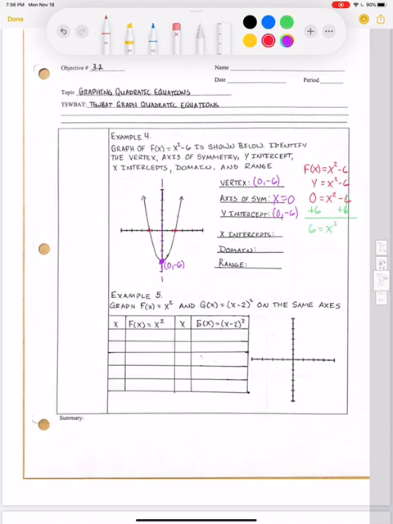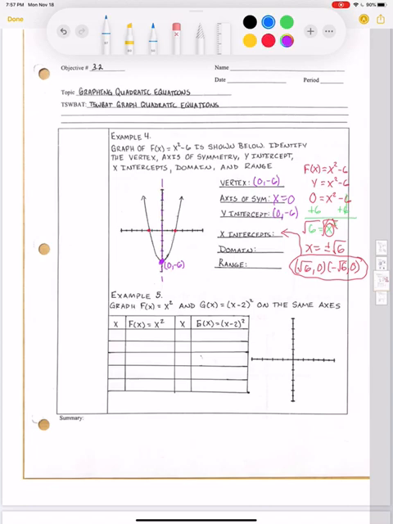Then I would take the square root of both sides, and I would know that x equals positive or negative square root of 6. So in this case, I'm going to have two x-intercepts. I'm going to have (square root of 6, 0) and (negative square root of 6, 0). Those are going to be my x-intercepts.